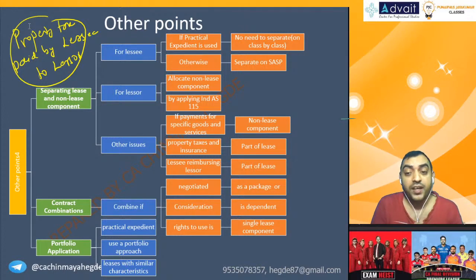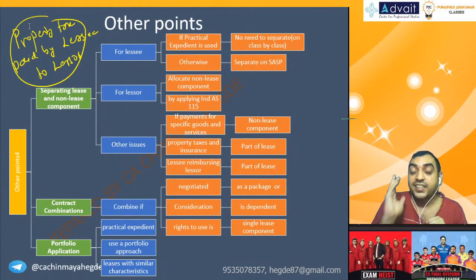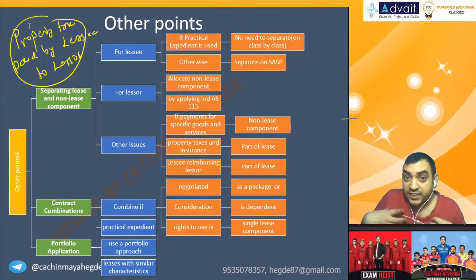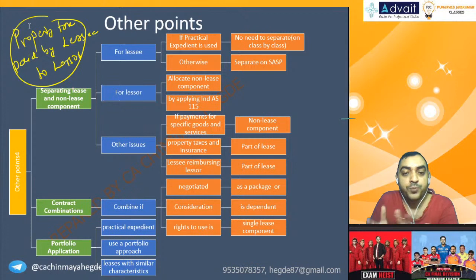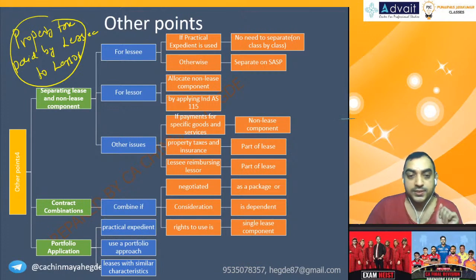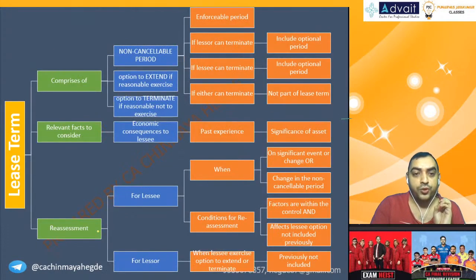Security service, if you pay, you get security service, non-lease component, distinct service. Electricity charges, you're receiving the benefit of electricity, not the building, that is non-lease component. Hope you got the basic logic between what is lease component and non-lease component. Should be divided on proportionate basis, standalone selling price basis. Combine the contract portfolio application. Okay, this part you don't worry.